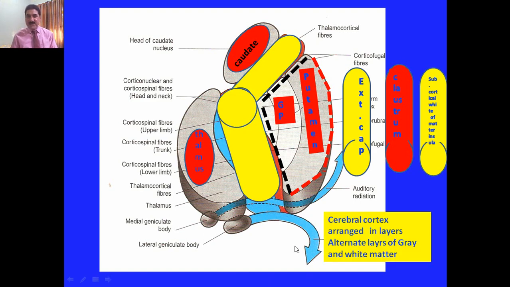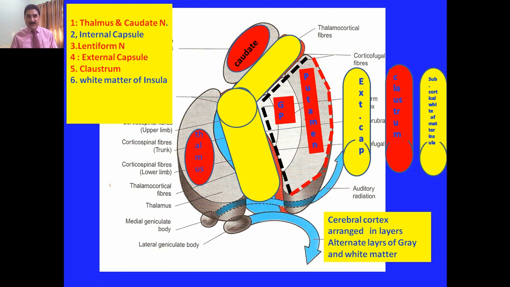In this diagram you can see that the structures are arranged in layers. If we go from medial to lateral, starting from the thalamus up to the subcortical white matter of the insula, we find the layers: the thalamus and caudate nucleus are medial. They are separated from the putamen by the anterior and posterior limbs of the internal capsule. The lentiform nucleus lies lateral to the internal capsule. In fact, it indents the internal capsule to form the genu. Then outer to the lentiform nucleus is the external capsule, which is a band of white matter. Outer to the external capsule is the claustrum, which is a layer of gray matter. Then the sixth layer is the white matter of the insula.